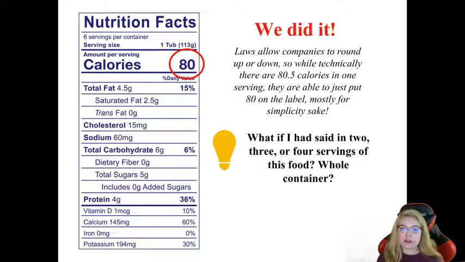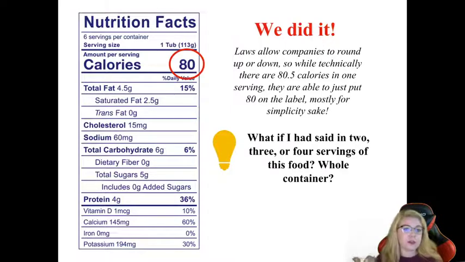And it's mostly for simplicity's sake, and it's kind of annoying to me because it doesn't follow the typical math rule that I'm sure Mr. Turner has drilled into your head, but 80.5, typically we would round that up to 81. But again, it's mostly for simplicity's sake. This company is using their own discretion.